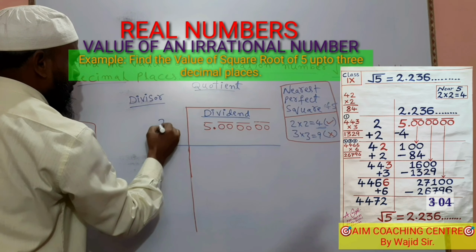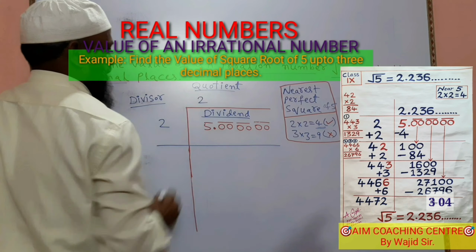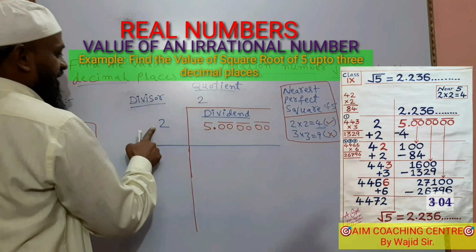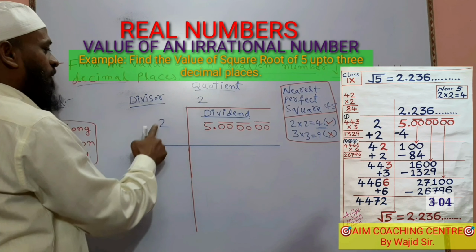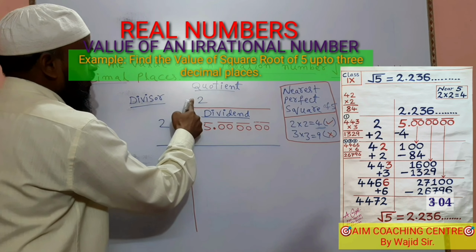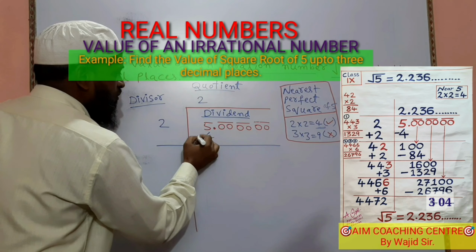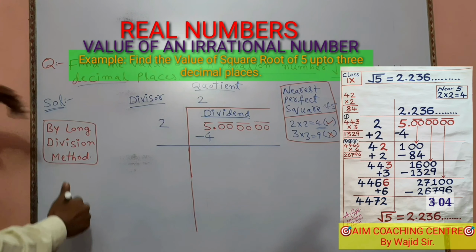Take 2 in the divisor and in the quotient. Start with 4, so start dividing with 2. Take 2 in the divisor, and take 2 in the quotient also. So 2 into 2 is 4. Write the 4 down under the dividend.